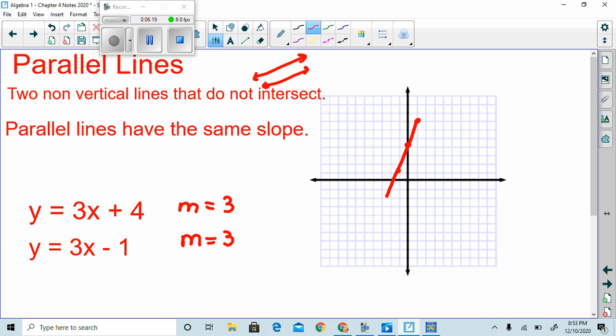Here's line 1. Line 2 will start at negative 1. We'll count up 3, 1, 2, 3, and over 1. And we'll see that we have our second line. Parallel lines have the same slope and they will never intersect.